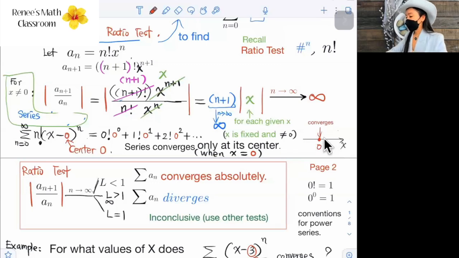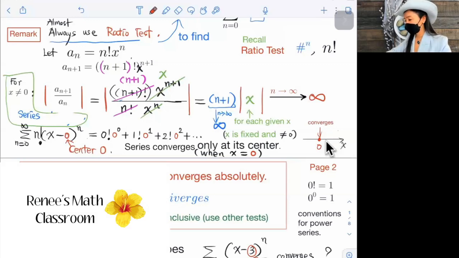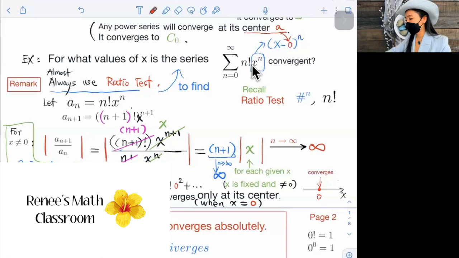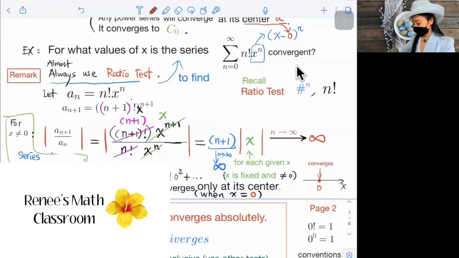So what does it mean? That means you pick any number other than 0, for example, like 0.5, 0.7, etc. Any number, put it into the series, replace x here by that number, and it is going to diverge. So only when you replace x here by 0, this is going to equal a finite number. For other x, they're going to diverge. That means it doesn't equal a finite number. So this is an example of a series that only converges at the center.